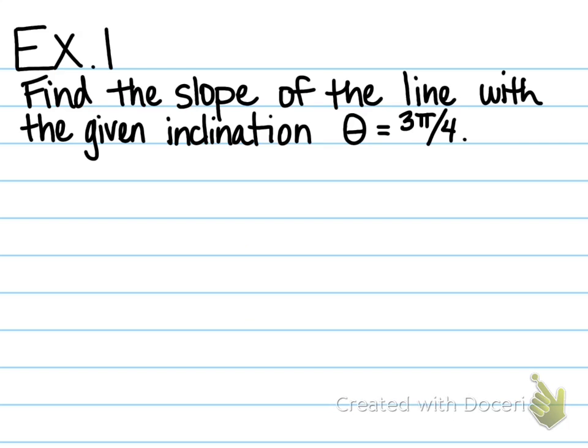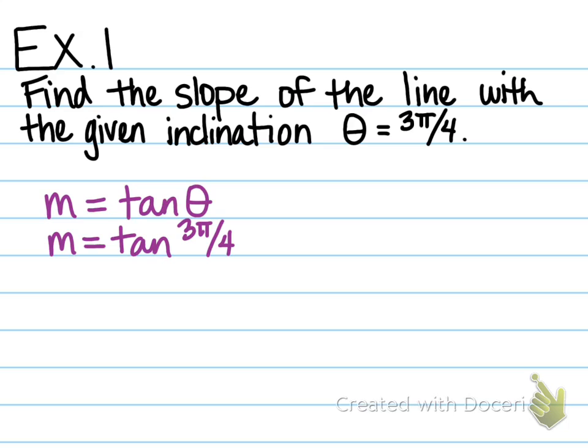Example 1 says to find the slope of the line with the given inclination. We're going to use the formula m equals tangent theta, and we're going to substitute theta equals 3 pi over 4. So m equals tangent of 3 pi over 4. The one thing you want to make sure with these problems is that you're in the correct mode. Since we're plugging in an angle, and the angle that they gave us is in radians, you need to be in radian mode. So all you have to do is type tangent of 3 pi over 4 in your calculator, and you'll get that m equals -1.